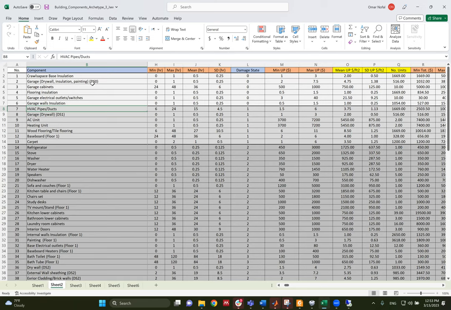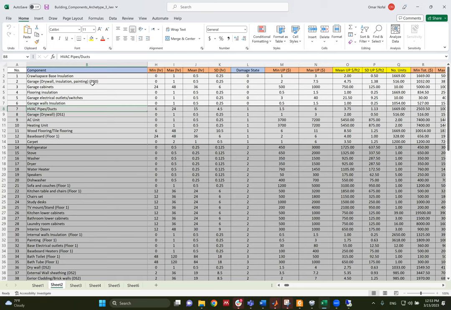Some pieces, if you have very little damage, will be in damage state zero. But if the damage goes beyond a certain level, you will go to the drywall in damage state one. Basically, I have a wall, I divided it into halves. This half will go to damage state one, the second half will go to damage state one. So not all the drywall is in the same damage state, okay?